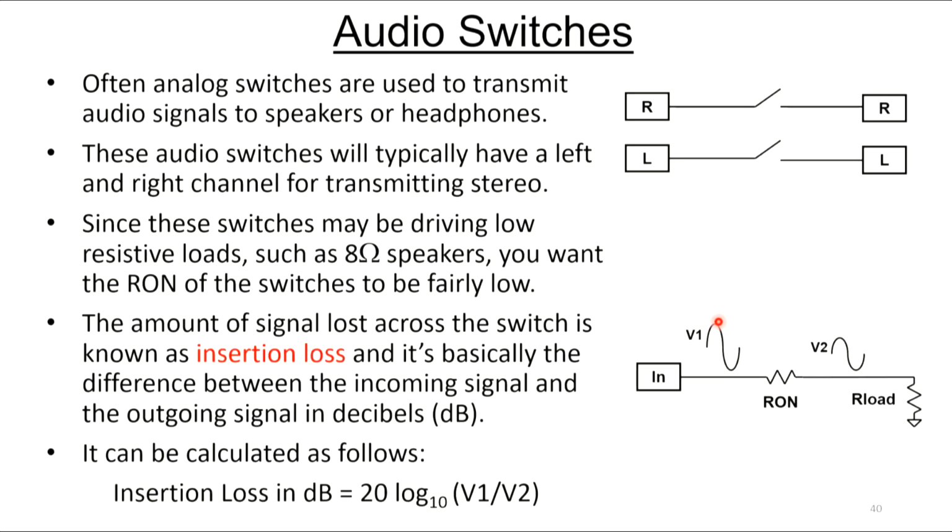Next, I'd like to talk about audio switches. Analog switches are sometimes used to transmit audio signals to speakers or headphones. And audio switches typically have a left and a right channel for transmitting stereo. Since these switches may be driving low resistive loads, such as 8-ohm speakers, you want their R-on to be fairly low. The amount of signal loss across the switch is known as insertion loss. You may have heard that term before. And it's basically how much energy you're losing across a switch or a cable. And it's basically the difference of the incoming signal and the outgoing signal and in decibels.